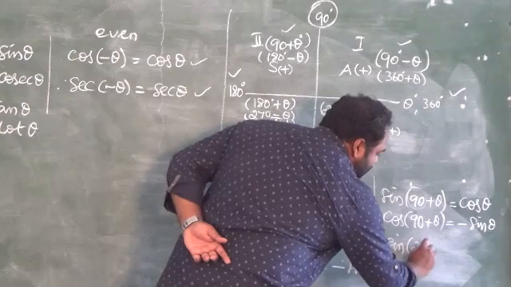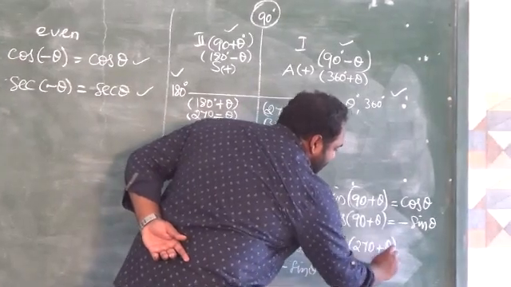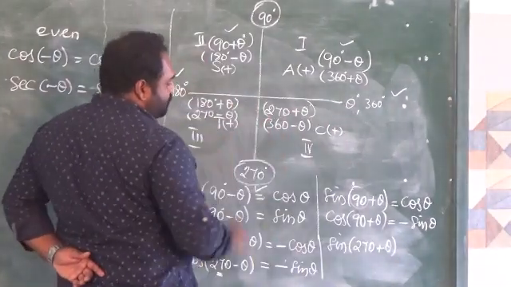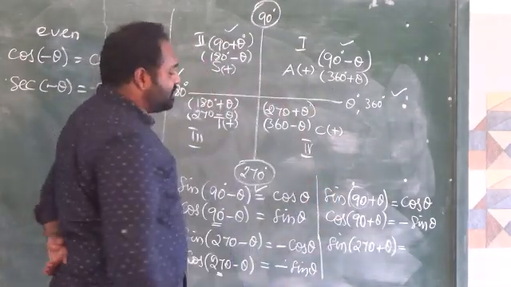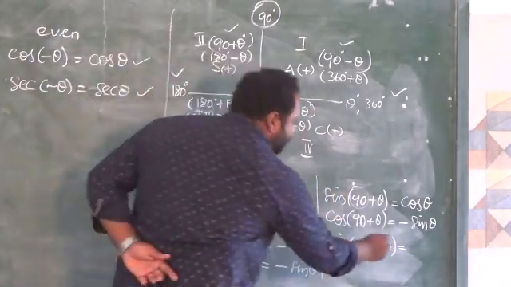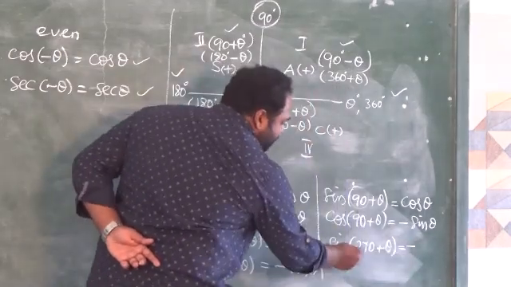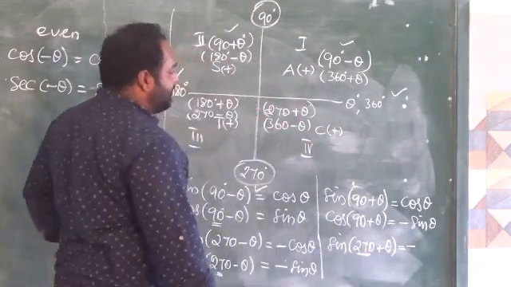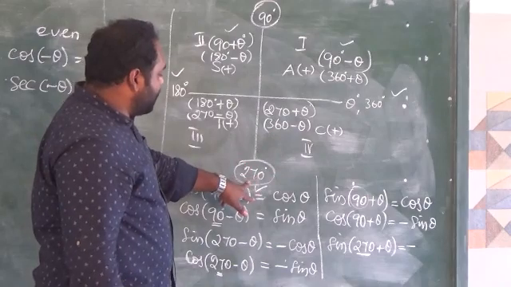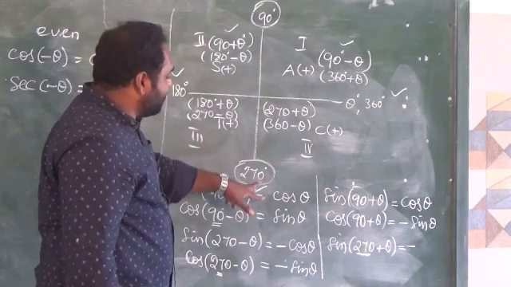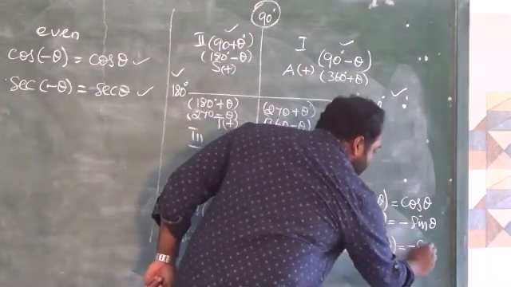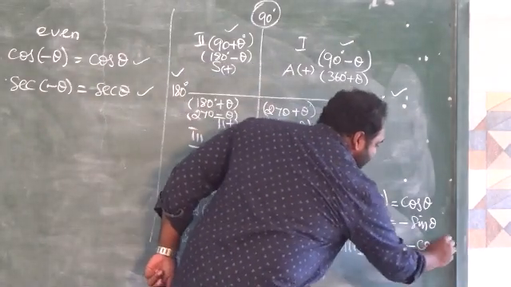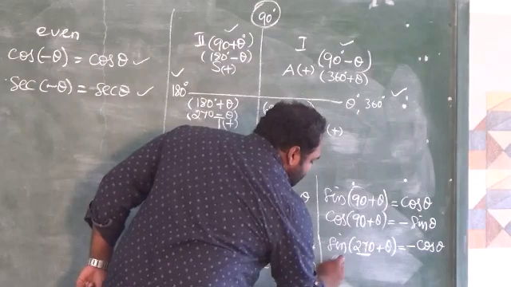Sine 270 plus theta, which is fourth quadrant. In the fourth quadrant only cos is positive, sine is negative, so minus. After that, go for this 270. 270 is an odd multiple of 90. I told you already, for 90 and 270 we have to change the co-ratio. So sine will become cos theta.